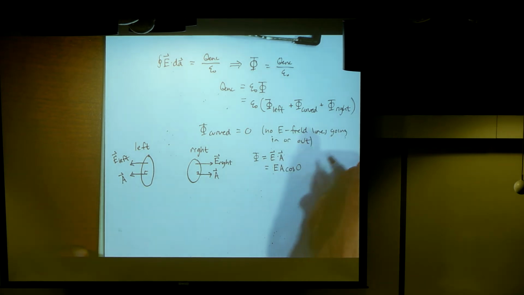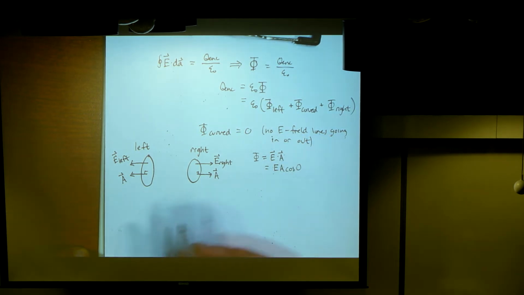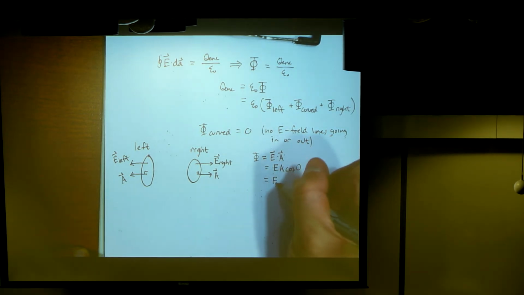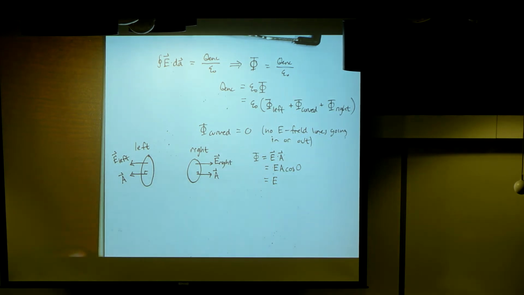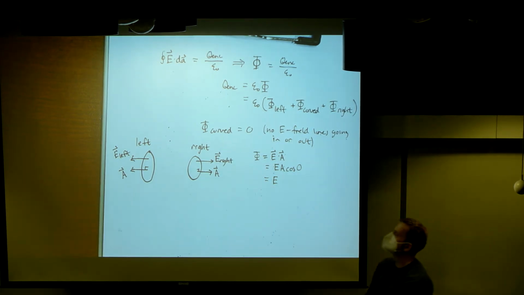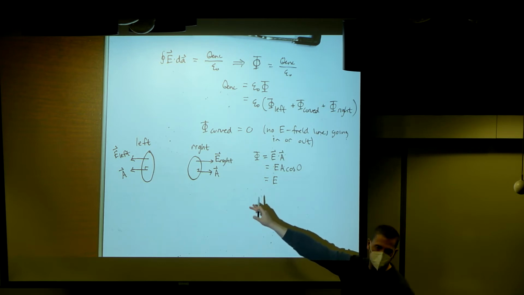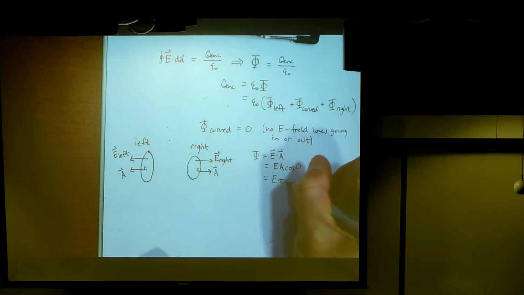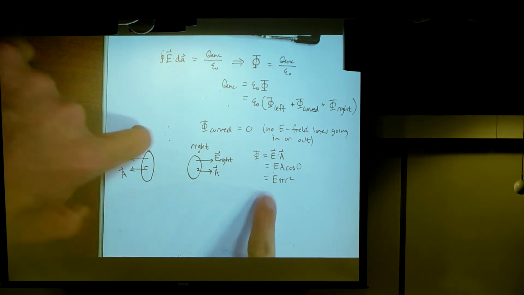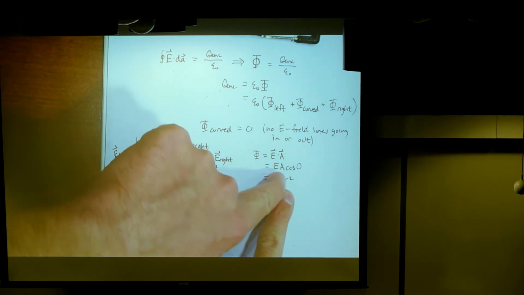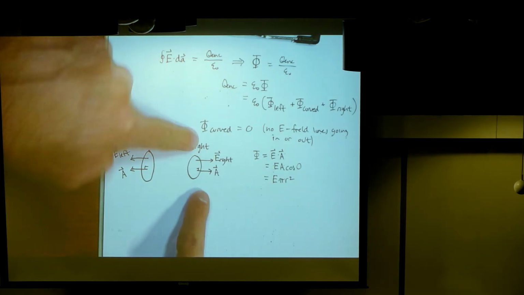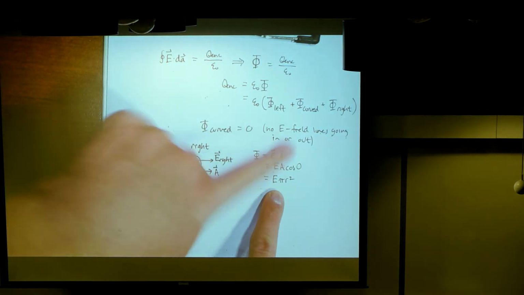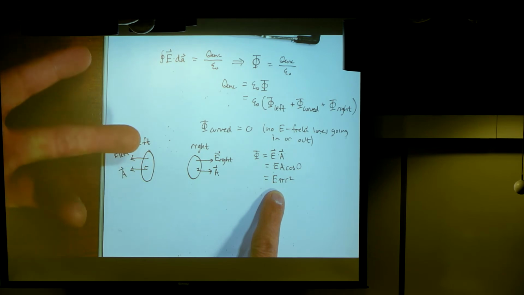Cosine of 0, what does that work out to again? 1. So that's just 1. And then we have E times an area. What should I be using for the area? What formula? Yeah, it's a circular area that these E field lines are going through. So we would use pi r squared in each case. So if I want the flux through the left end, I'll take the E field there times pi r squared. If I want the flux through the right end, I'll take the E field over there times pi r squared. Does that make sense? That's what we're going to use.